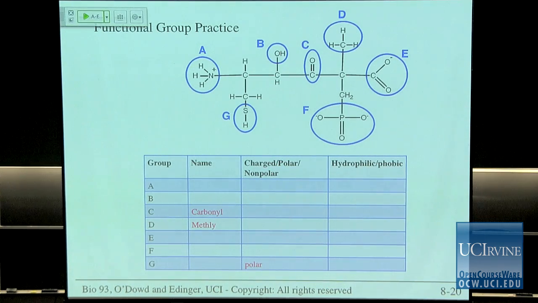Is it charged, polar, or nonpolar? Non-polar, because it's got only carbon-hydrogen bonds, which are non-polar covalent bonds. Okay, good. And is it hydrophilic or hydrophobic? Hydrophobic, very good. Okay, E. Carboxyl, very good. Charged, polar, non-polar? Charged, exactly, because it has a negative. And philic or phobic? Philic, very good.